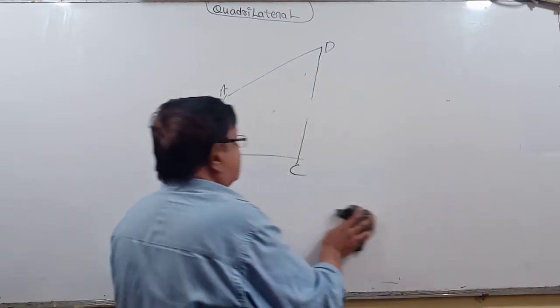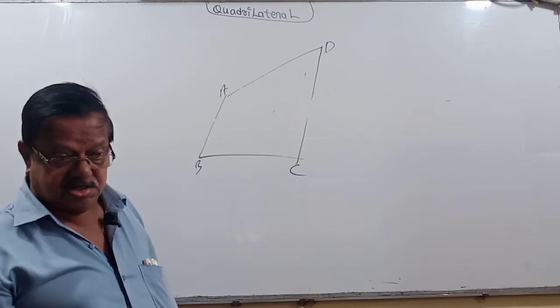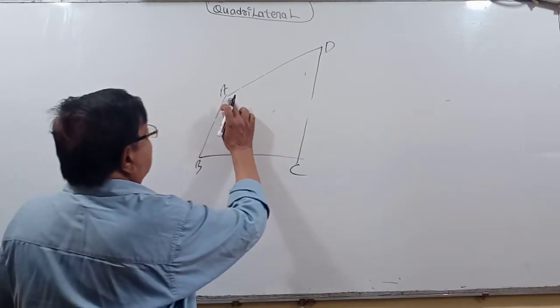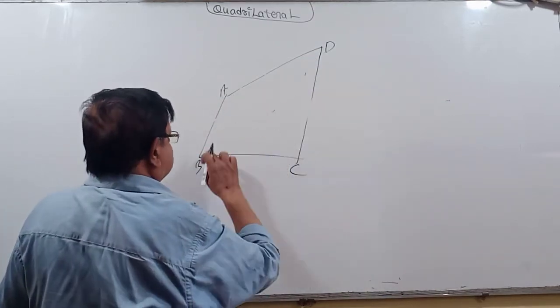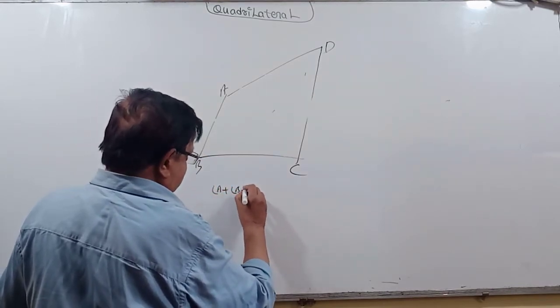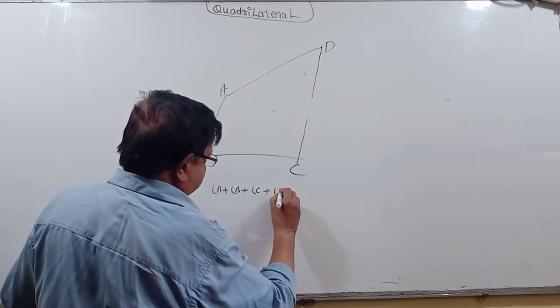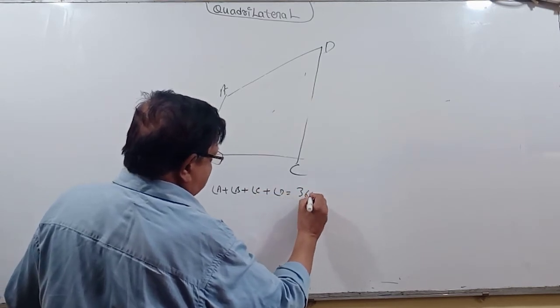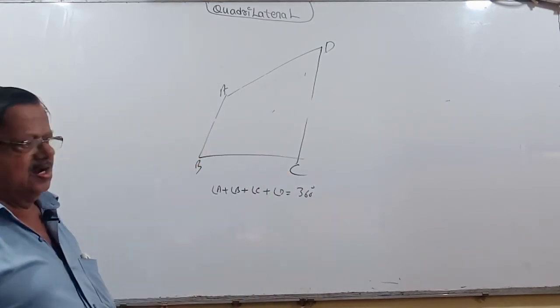Now, the sum of the angles of a quadrilateral is equal to 360 degrees. Suppose this angle plus this angle plus this angle plus this angle equals 360. Angle A plus angle B plus angle C plus angle D equals 360. Very easily we can understand this.